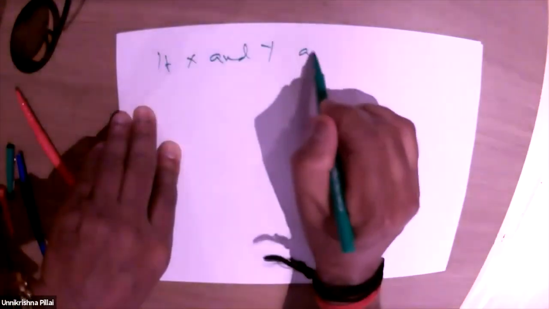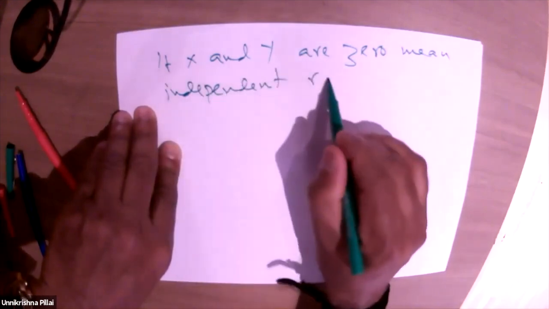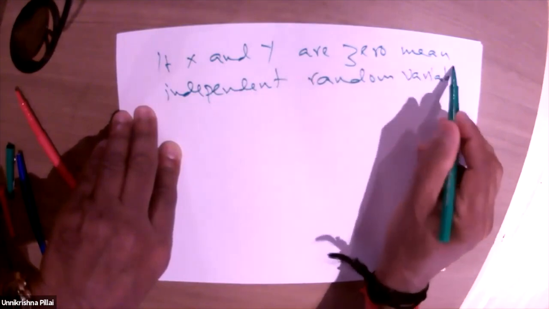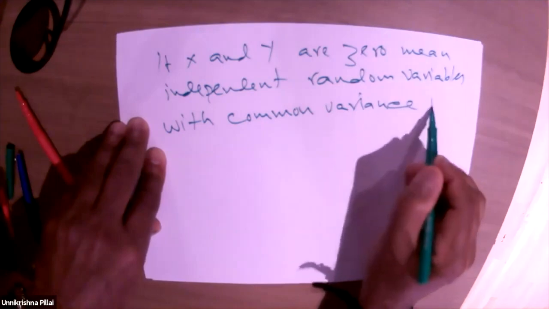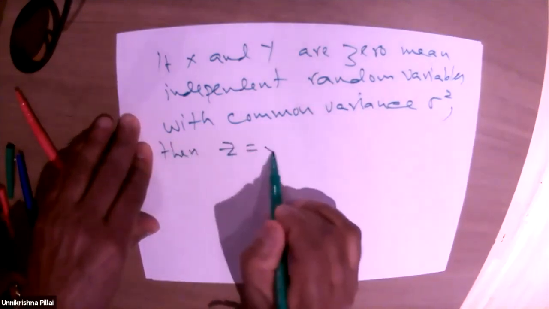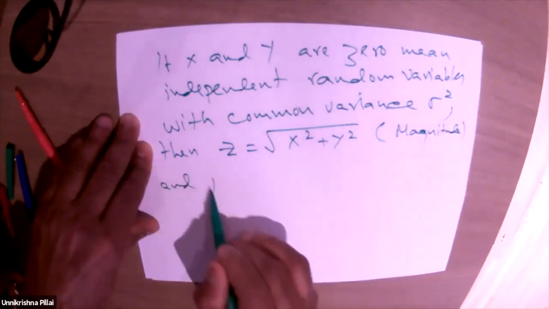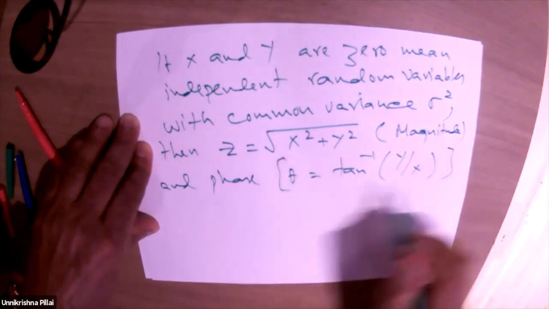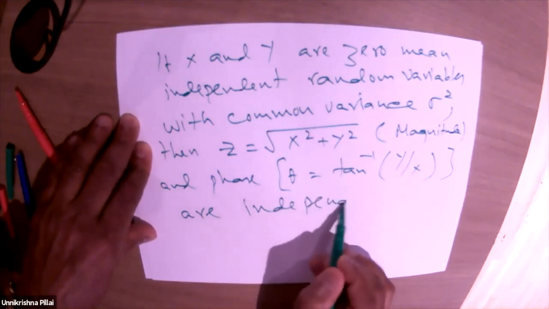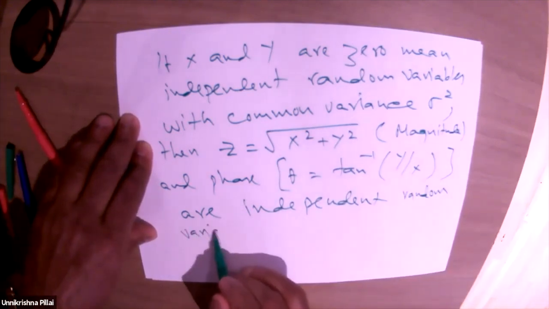So this is a theorem. I'll write the theorem here. If X and Y are, what we just proved, zero mean independent random variables with common variance sigma squared, then C equal to the magnitude, and what we just discovered is that magnitude and phase are independent random variables. Magnitude is Rayleigh, phase is uniform. This is what we just derived.